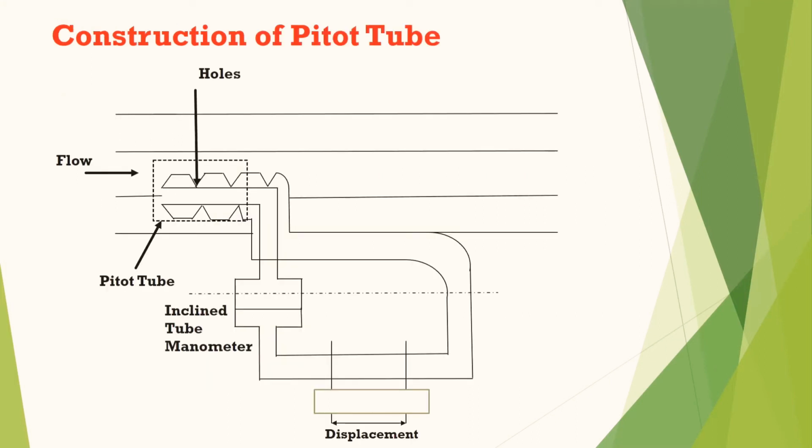Here is the construction of Pitot tube. In this we want to measure the flow of a liquid. Here the Pitot tube is inserted between the nozzle, and here we can see that there are two tubes in the Pitot tube. One is the inner tube and the other one is the outer tube. There are some holes on the outer tube, and an inclined tube manometer is also connected here, and with the help of differential pressure we can measure the flow.